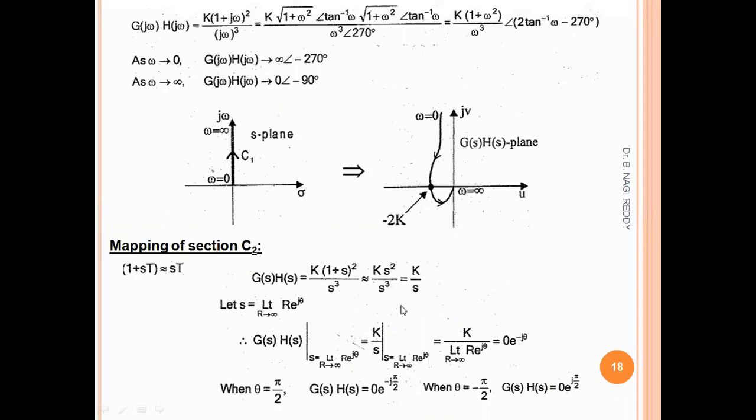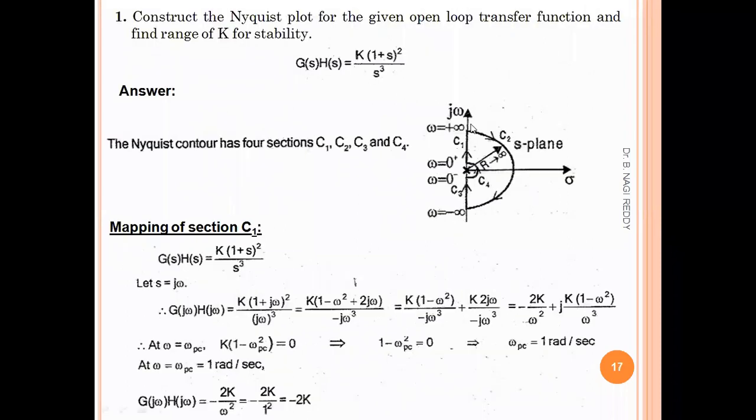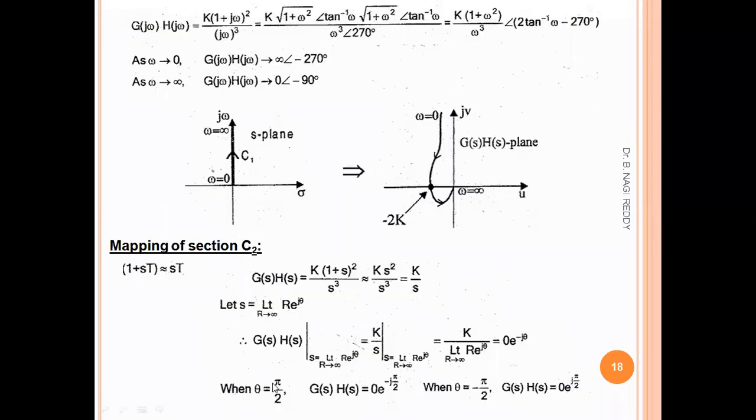And the theta for section C2, the theta is starting at plus pi by 2, because this is 90 degrees, plus 90. So that's why plus pi by 2, you can see the direction. Ending at minus pi by 2. So theta at plus pi by 2, if you substitute plus pi by 2, then we will get 0 at an angle of e power minus j pi by 2. And similarly, if you substitute minus pi by 2, we will get minus of minus, plus here. So that means it is starting at minus pi by 2 and ending at plus pi by 2.